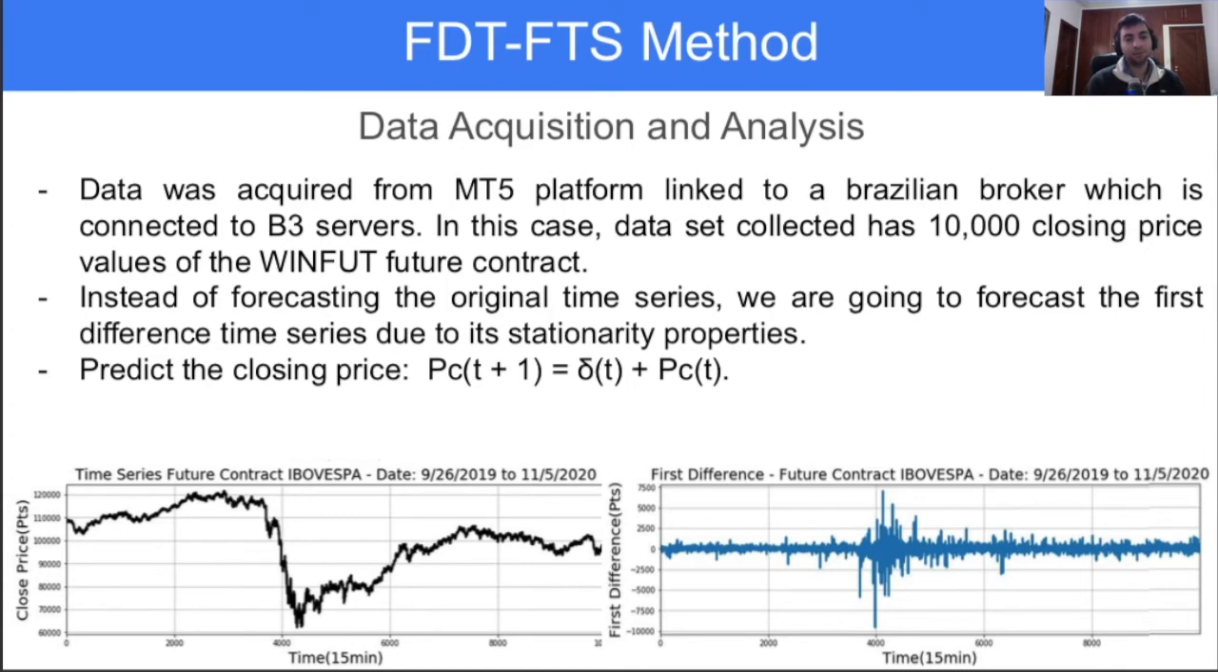And here's the formula. When we predict the first difference and add the closing price, making the summation of both, we have the closing price at T plus 1. Then we have basically the next closing price.